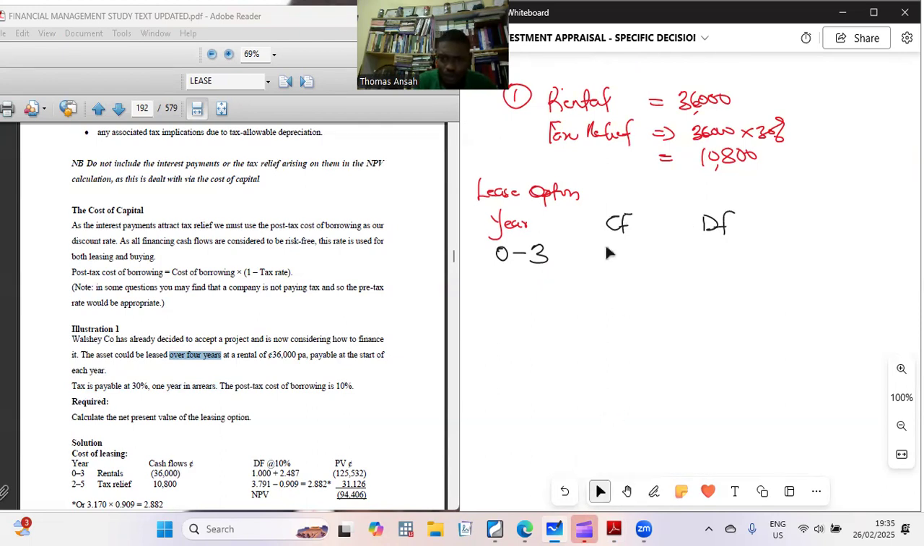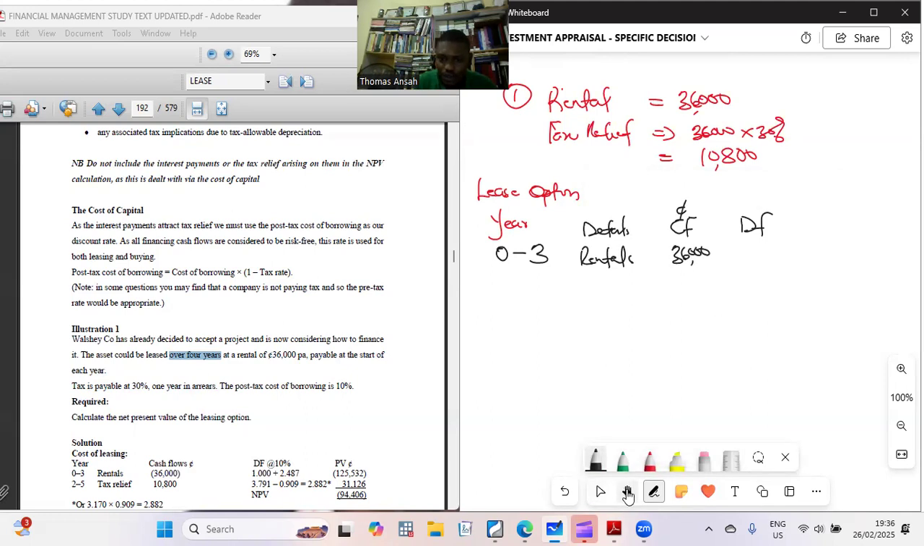Usually I tell students that, to let the examiner know what you are about, put in details so that the examiner will just know what you are about. So just here you can put details. The details are this: you have the rental payment that you'll be making, and the cash flow for the rental payment is 36,000 cedis. So put cedis there and put 36,000. These are the rentals that you are going to make.